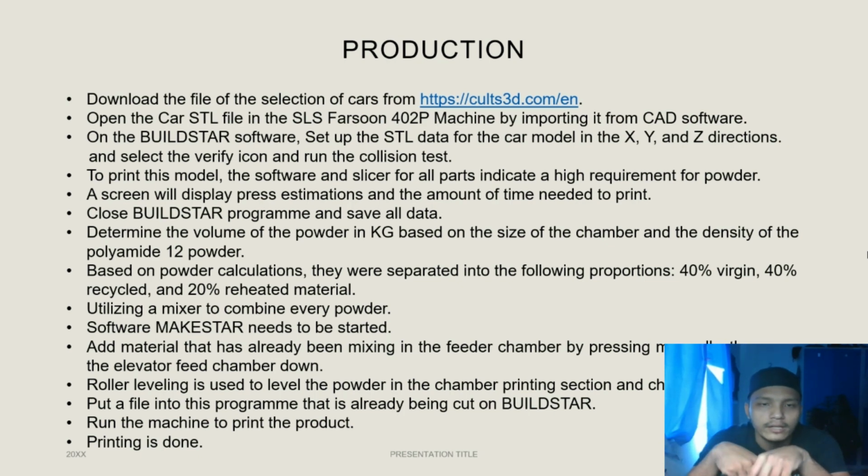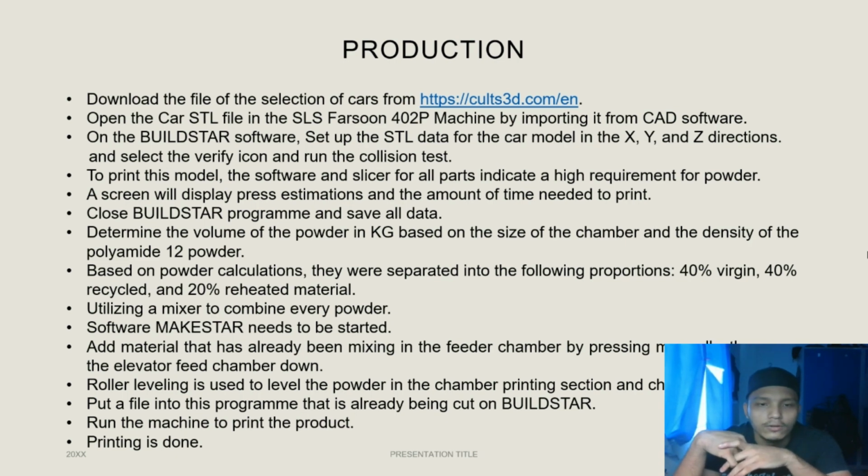The software slices all parts, and the system will display the estimation and the amount of time needed to print. Close the Bitstar program and save all data. Determine the volume of the powder in kilograms based on the size of the chamber and the density of the polymer powder. Based on our powder calculation, we must follow the proportion, and we separate it into 40% virgin, 40% recycled, and 30% reheated material.